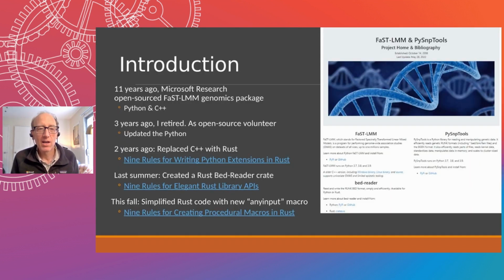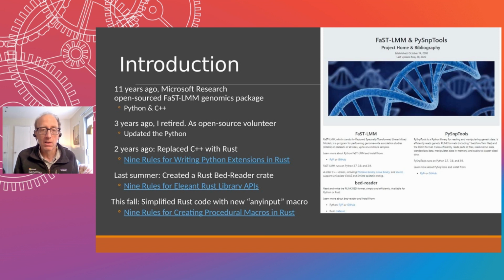So by way of introduction, 11 years ago, I was working as a developer at Microsoft Research in the Seattle area, and we created a genomics package called FastLMM that we open sourced. That was written in mostly Python with some of the performance pieces written in C++. 3 years ago, I retired and began work as an open source volunteer, continuing to maintain the FastLMM project. Most of that work involved things like updating the Python from version 2 to version 3 and just kind of keeping up with some user feature requests. 2 years ago, I finally just became fed up with maintaining the C++ part of the code and replaced it with Rust. And that was successful for the project.